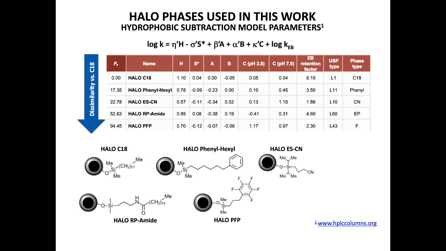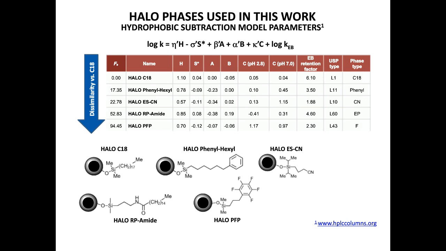And if you were to look on this website here, you can see that you have a Halo C18, phenylhexyl, ES-cyano, an amide, and a PFP. And this F sub S value, the smaller this number is, the closer these various phases are to each other. But when you're doing method development, you like to have a nice spread of these so you can see different modes of interaction, but also ones that are going to be different from each other in selectivity. And the magnitude of these F sub S numbers gives you an idea of how dissimilar the phases are, or if they're close together, how similar they are.